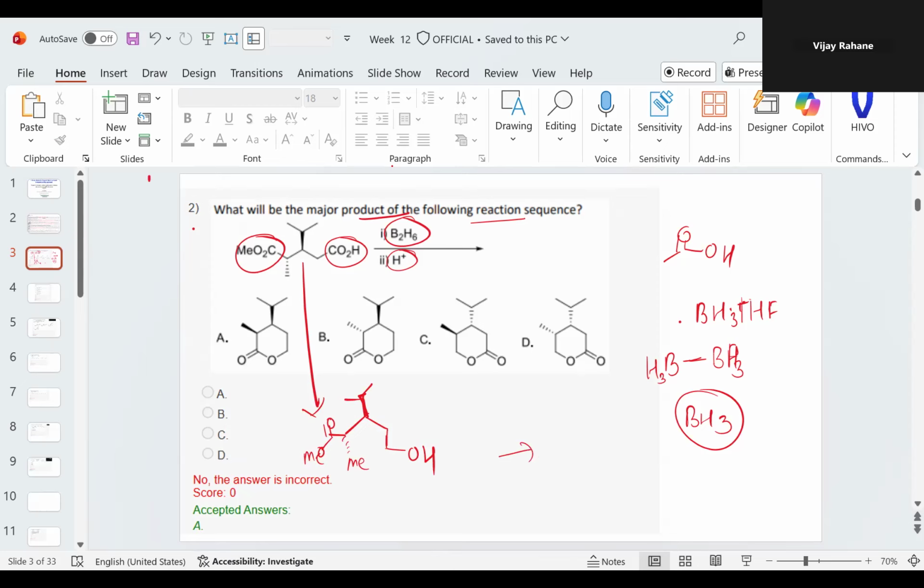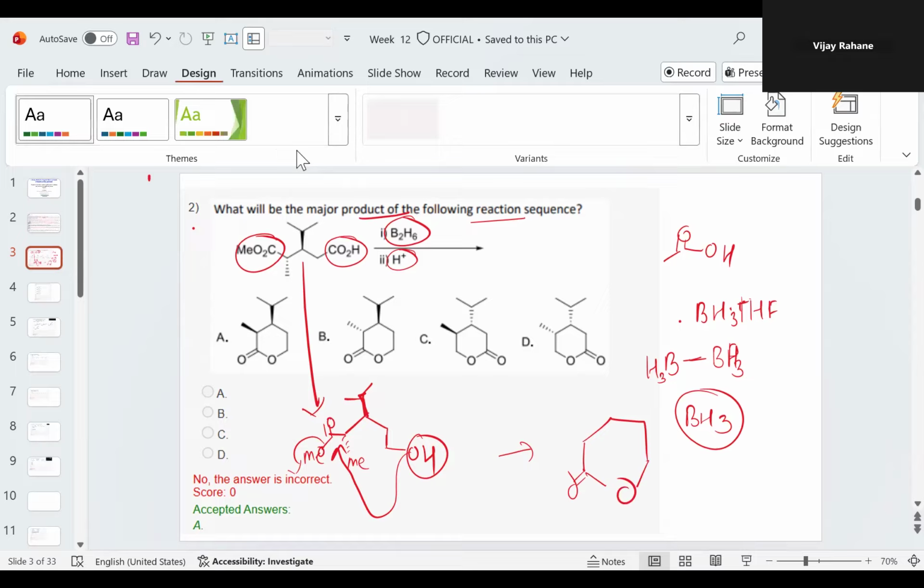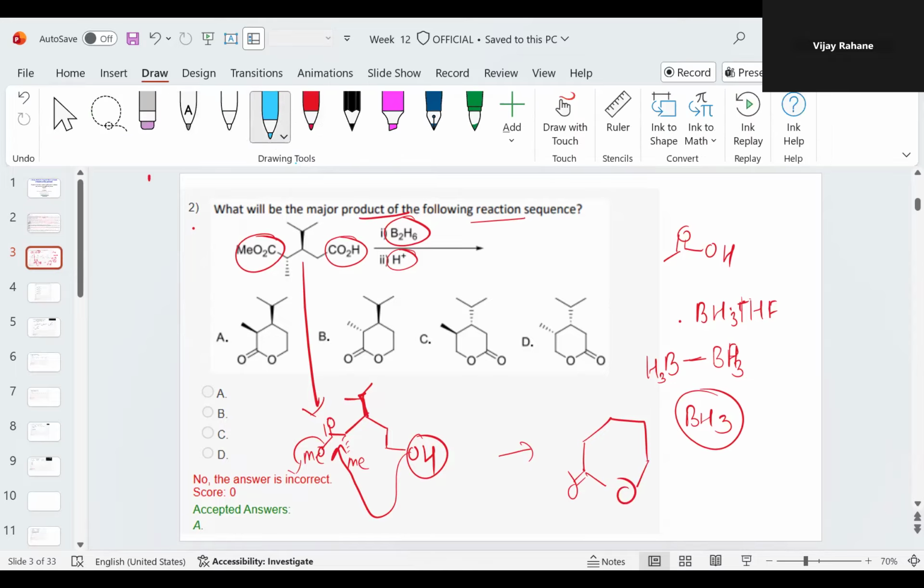Then what happened? In acidic condition, this hydroxyl group attacks the ester, and the OMe group gets eliminated. So basically we get the cyclization product. Up to here is okay. So the product here, we get the alcohol by attacking. This alcohol I have just drawn directing this side, right? So if I draw it in the same manner, you can see here, this is the alcohol I just drew here.